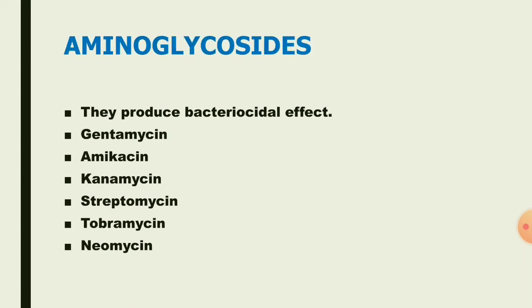Another one is aminoglycosides. They produce bactericidal effects, which completely kill the bacteria. Examples for aminoglycosides are gentamicin, amikacin, kanamycin, streptomycin, tobramycin, and neomycin.